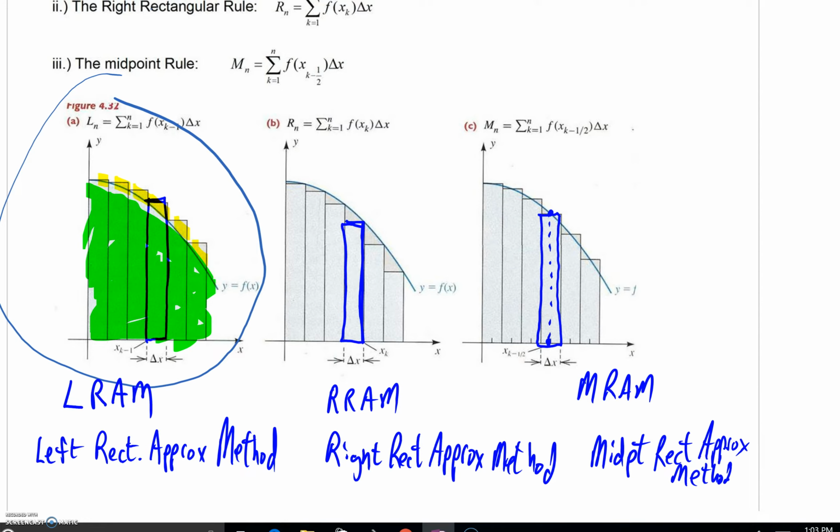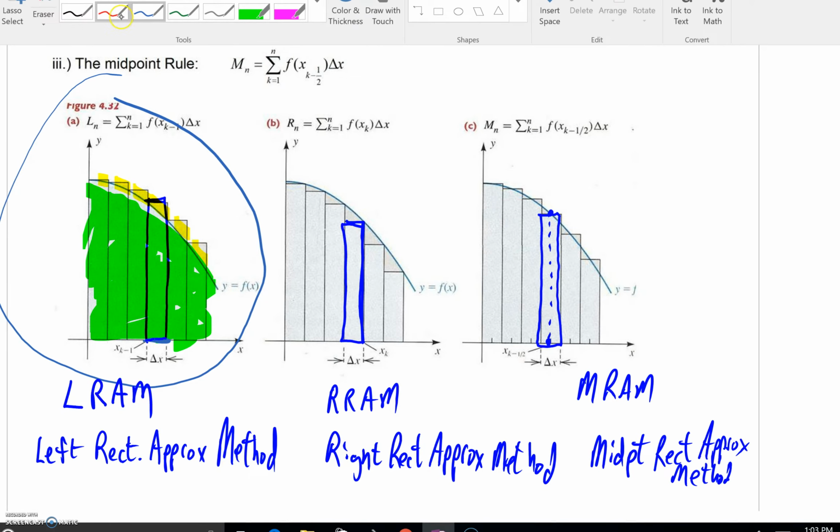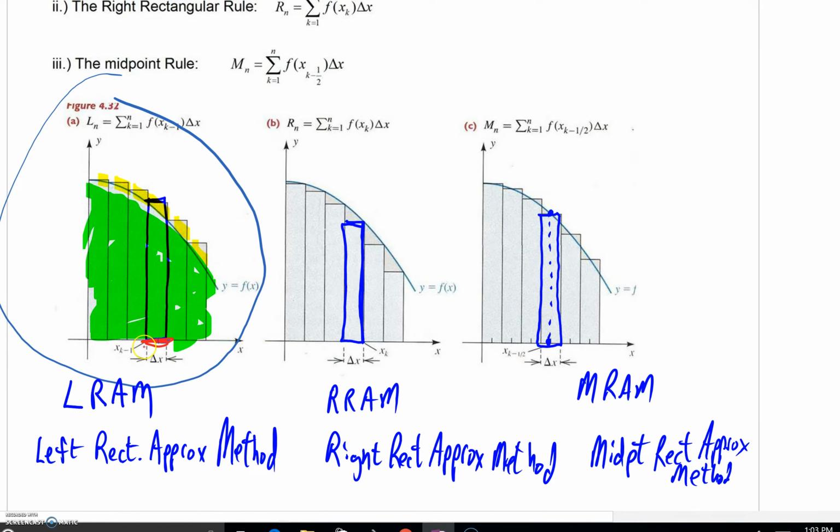I'm just going to build a whole bunch of rectangles. I'm going to make them have the same width. Now, immediately you can think, well, how do you know how tall those rectangles are? Well, this is what LRAM is all about. LRAM says when you are looking at one subinterval, the left endpoint of each rectangle will determine how tall that rectangle is. And it's always base times height to find the area of a rectangle. So that's physically what's happening.